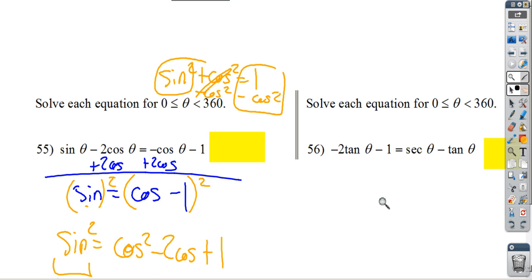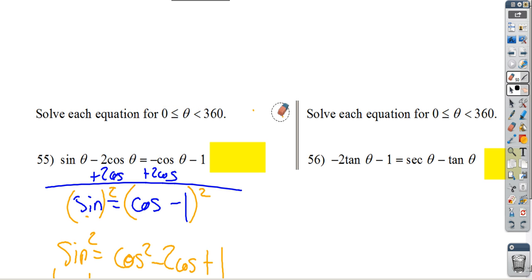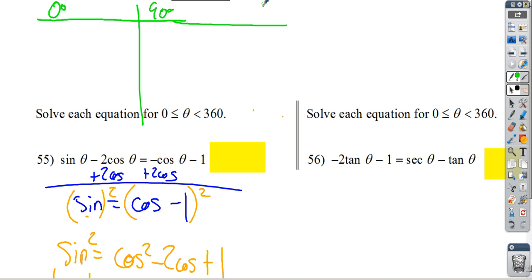So 0, 90, and 270. Let me just erase this right here. So we're going to check 0, 90, and 270 because probably some of these will be extraneous. So 0 right here, we'll check that, then we will check 90, and then we'll check 270. Start with 0. So we're going to plug in 0 here and here, and you know what, actually let's check it from the sine equals cos minus 1 part, because we know that's a little bit easier.